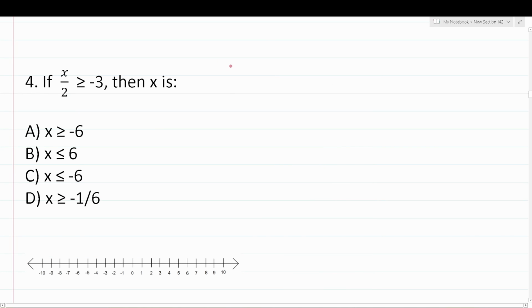So number 4 says, if x over 2 is greater than or equal to negative 3, then x is. For this one, it might be helpful if you write out this imaginary 1 in front of this x, which will enable you to rewrite this inequality like this. 1/2 of x is greater than or equal to negative 3.